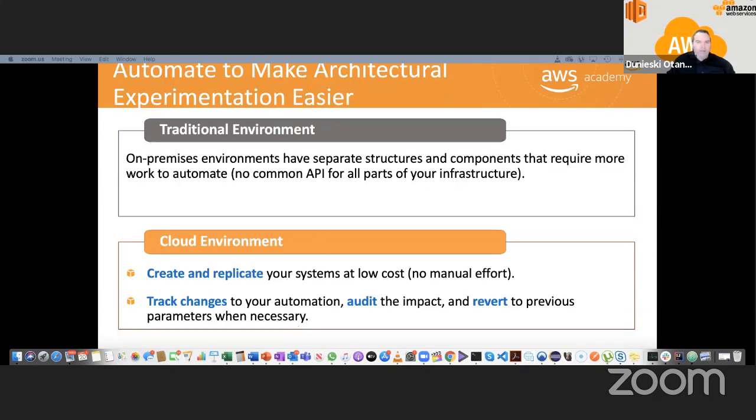Automate to make your architecture experimentation easier. In on-premises environments, you have several structures and components that require more work to automate. There is no common API for all parts of your infrastructure. But in the cloud, you can create and replicate your systems at low cost, with no manual effort. That can be automated. And you can track changes to your automation, audit the impact, and revert to previous parameters when necessary. When something goes wrong, you can roll back to previous versions, so you don't have any problem if something changes or breaks.